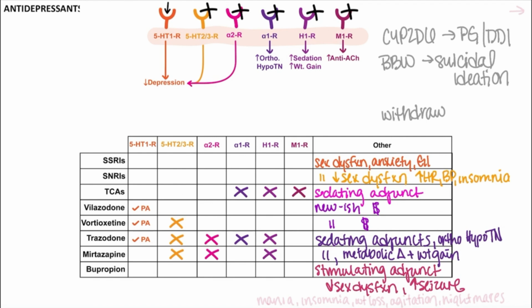There's also going to be a risk of insomnia, weight loss, agitation, nightmares, and because we are messing with dopamine, we can have behavioral changes and even mania is possible.